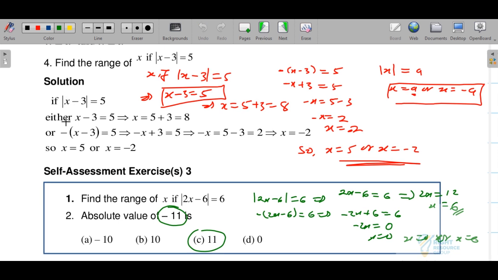So in the next video we are going to be dealing with complex numbers.